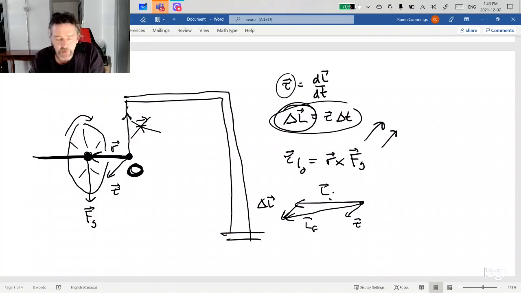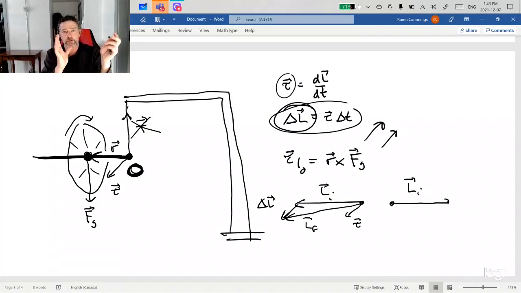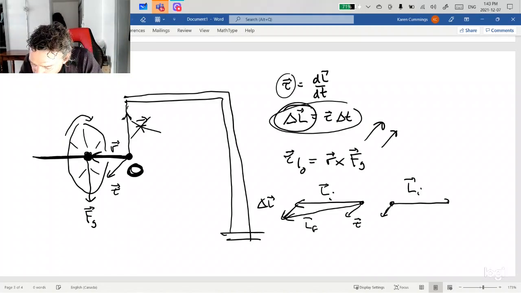What if the wheel was rotating the other way, so this way? So the angular momentum was initially to the right. Now we have that situation. Here's our initial angular momentum. And then gravity exerts this torque, or what's the direction? Oh, this way, straight out. So the torque is still straight out, horizontal, straight out at you.